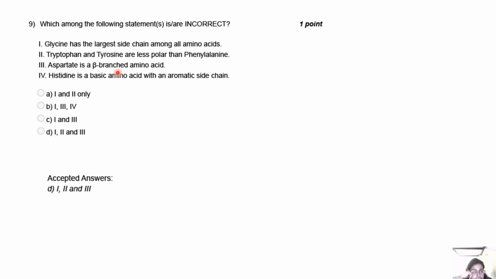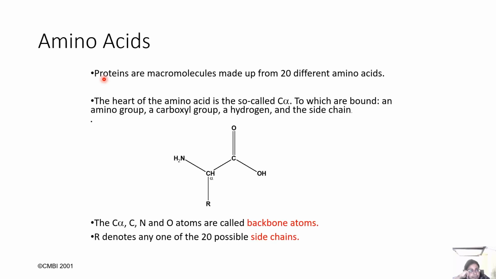However, the last statement is correct. Histidine is a basic amino acid with an aromatic side chain. It has an imidazole ring, which is aromatic, in its side chain, and it can act as a weak base as well. So it is classified as a basic amino acid with an aromatic side chain. So the first three options were incorrect.